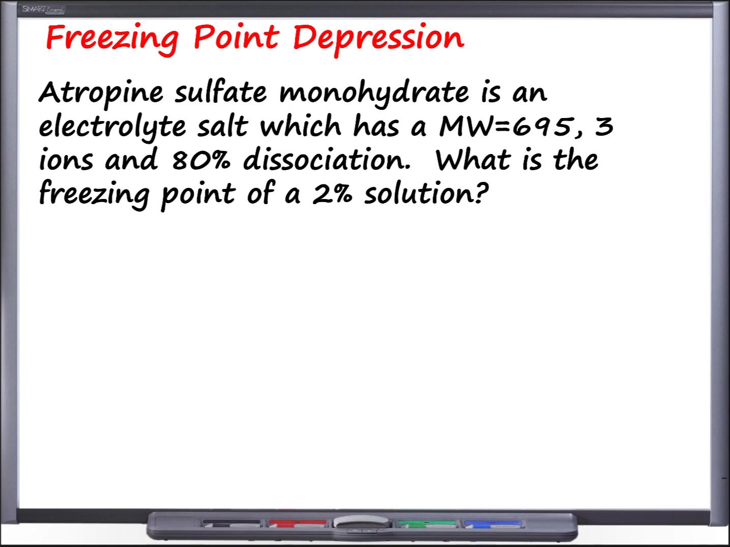So this first question is about the freezing point depression. And we'll start with the question and then we'll explain what we're doing. The question says, atropine sulfate monohydrate is an electrolyte salt which has a molecular weight of 695, 3 ions, and an 80% dissociation. What is the freezing point of a 2% solution? Okay. Now, what the heck's going on here? Don't blow your mind here. I know there's a lot of information, but let's just do a little bit of background.